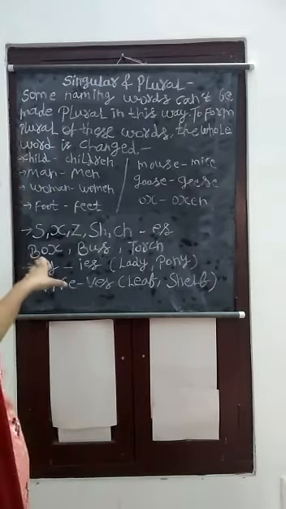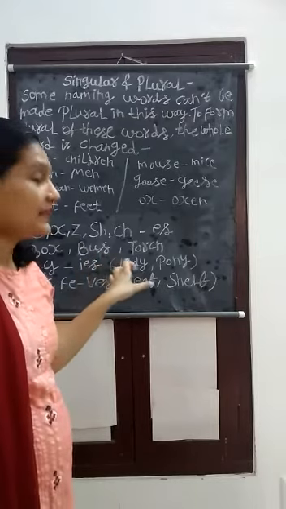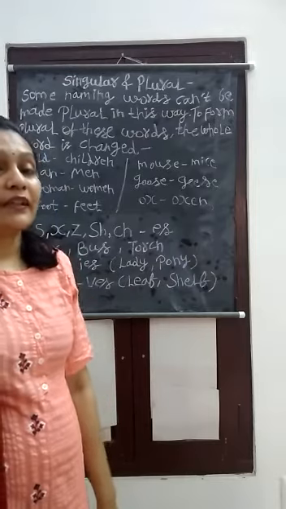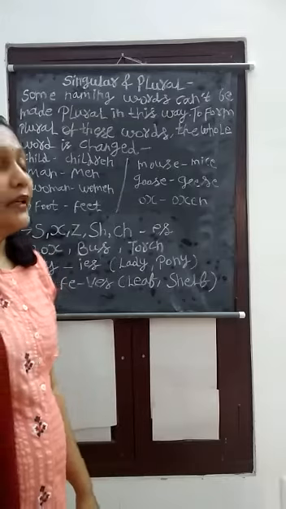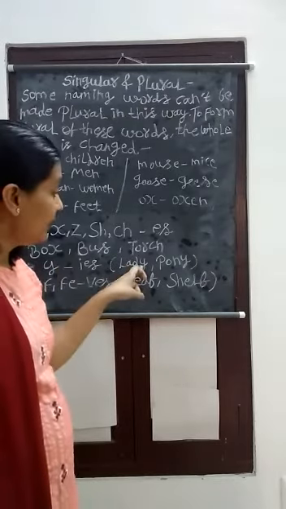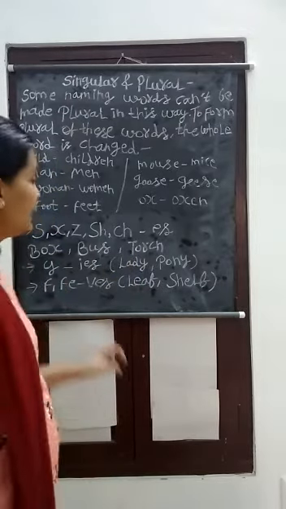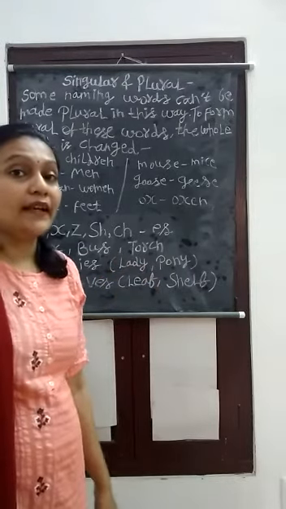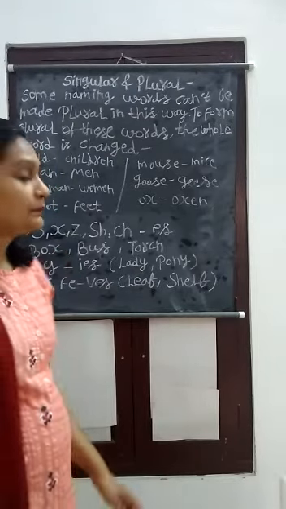For example, the plural of box is boxes. The plural of bus is buses. Torch is singular and plural is torches. When a word ends with y, remove y at the end of the word and add ies. Example, lady: remove y and add ies. It means the plural of lady is ladies.